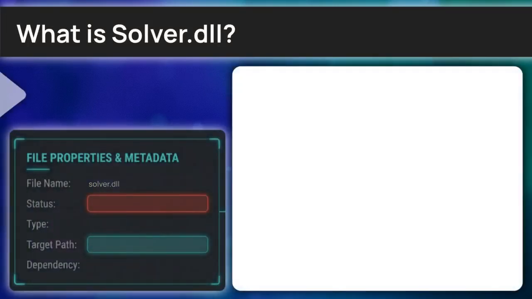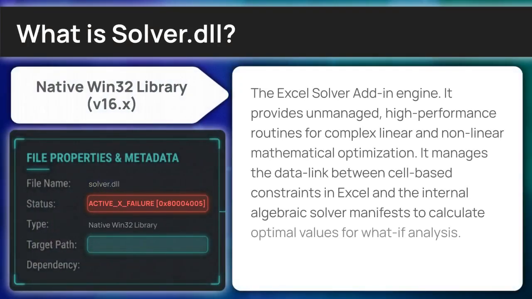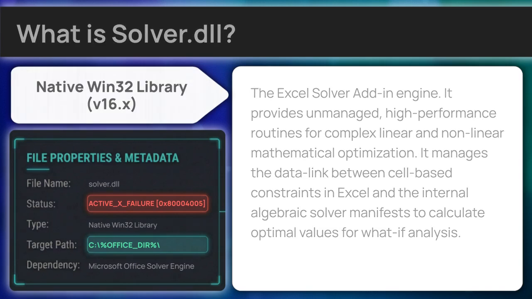This is the Solver Library, the Excel Solver add-in engine. It provides unmanaged high-performance routines for complex linear and nonlinear mathematical optimization. It manages the data link between cell-based constraints in Excel and the internal algebraic solver manifests to calculate optimal values for what-if analysis. Now let's dive into the solution, starting with a standard reinstallation.